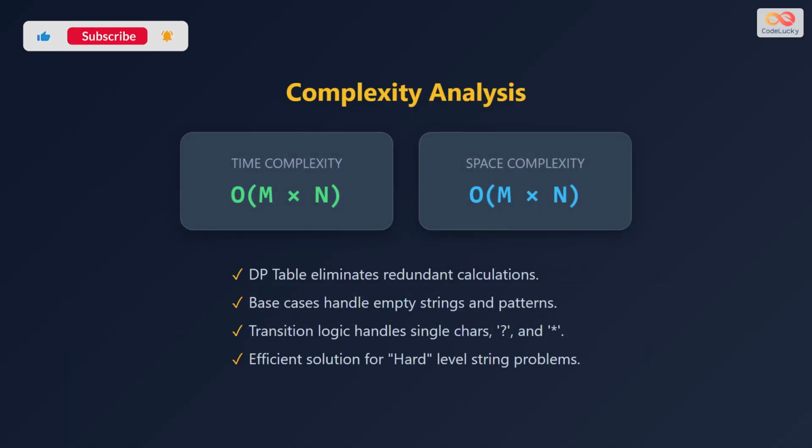By using this table, we ensure we calculate each state only once. This brings our time complexity down to O(m times n), where m and n are the lengths of the string and pattern. The space complexity is also proportional to the grid size. This transforms an impossible exponential problem into a manageable quadratic one.